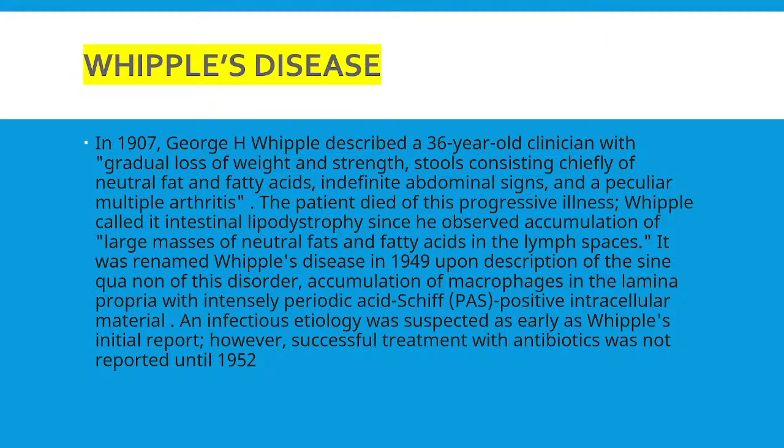So the first case was reported by George H. Whipple in 1907, where a doctor himself suffered from this disease. He was having a history of weight loss. He was having a history of steatorrhea. He was having abdominal signs. And the third thing which was important, which he was having, was arthritis. Okay. So the first case was described by George Whipple.